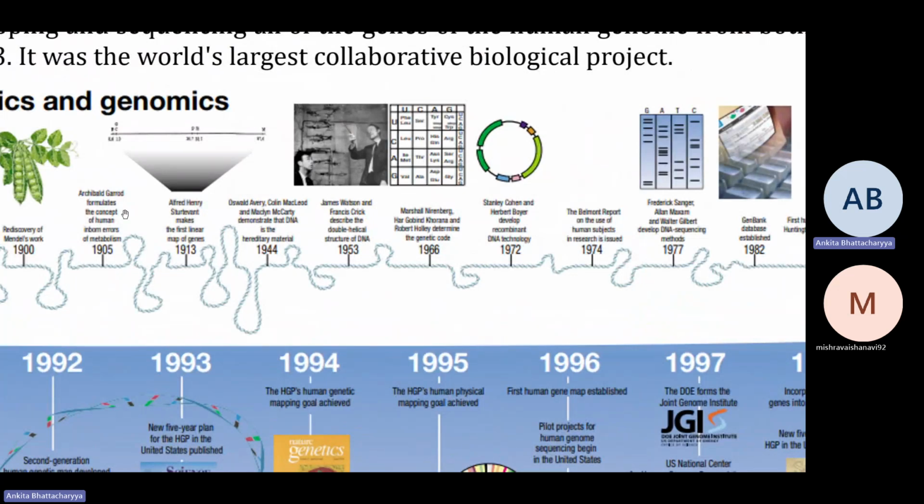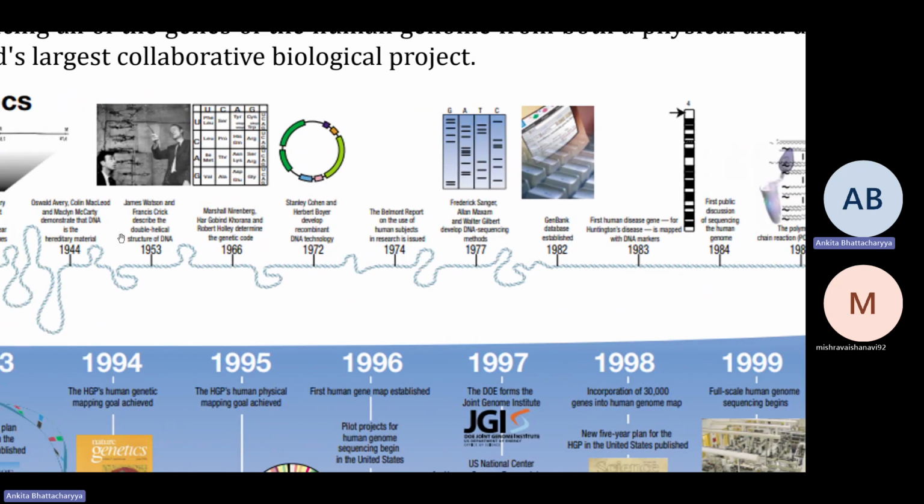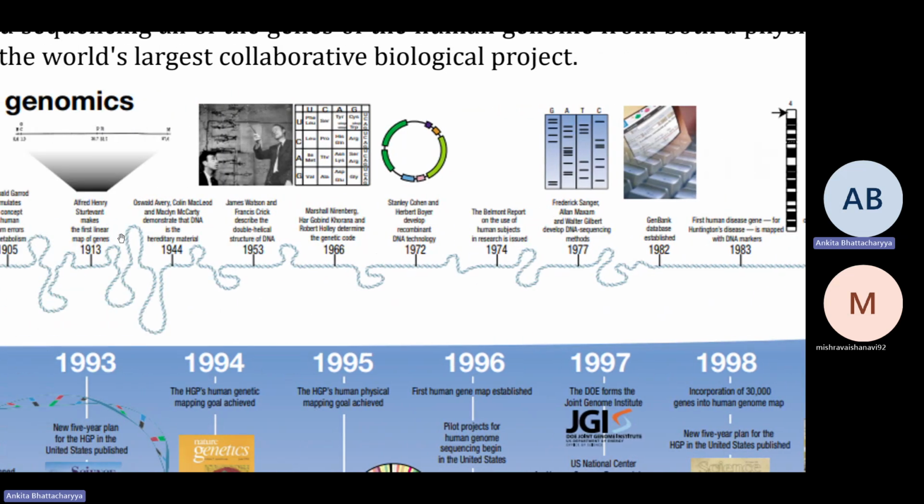Before that, Garrod formulated the concept of inborn errors of metabolism, which sowed the ground that disease is caused by some genetic defects. Then this part you might remember we had discussed in 1944. Avery, MacLeod, and McCarty demonstrated that DNA is the genetic material or the hereditary material. Then the double helical structure of DNA was decoded in 1953. Marshall Nirenberg, Har Gobind Khorana, and Robert Holley determined the genetic code in 1966.